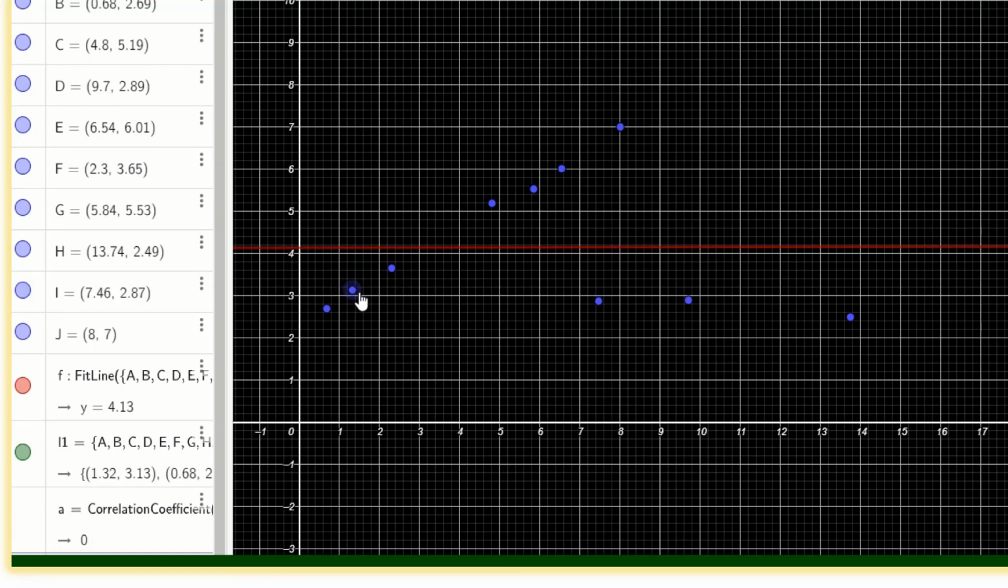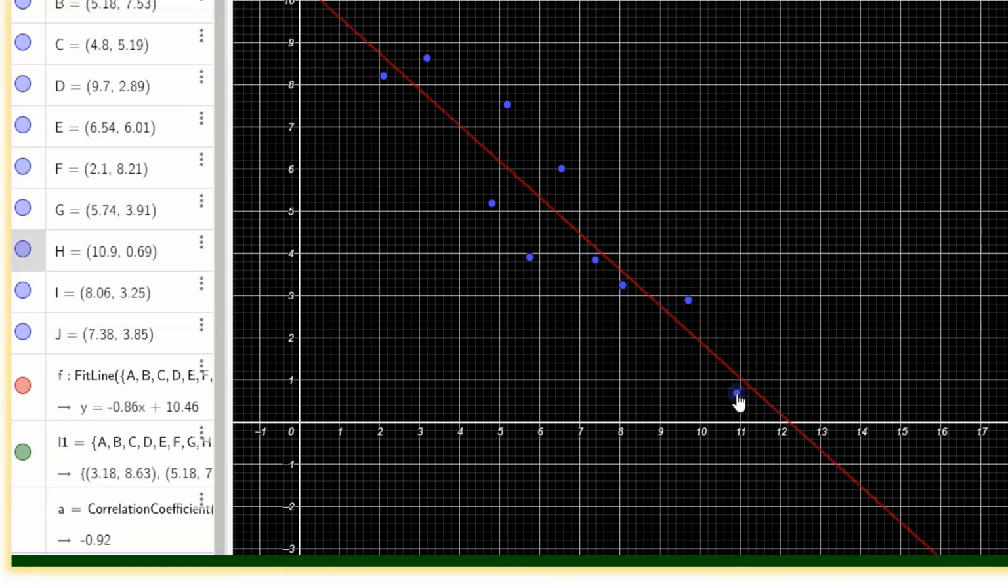See, when I move these points around, when the line is horizontal to the x-axis, the coefficient becomes 0. Again, when I move these points around, and if this line has a negative slope, then the correlation coefficient is also negative. See, negative 0.78, like that it reduces.